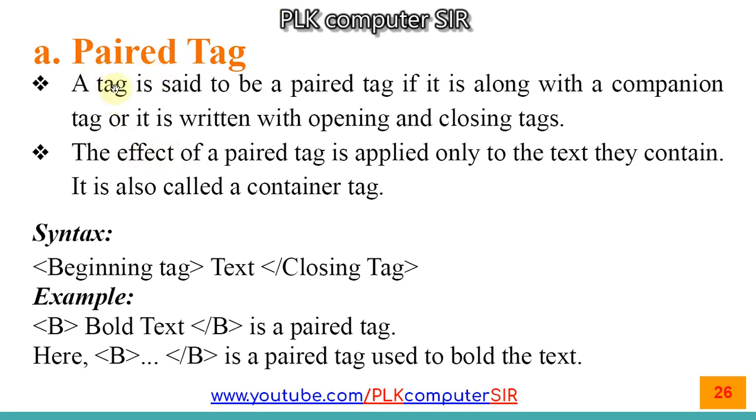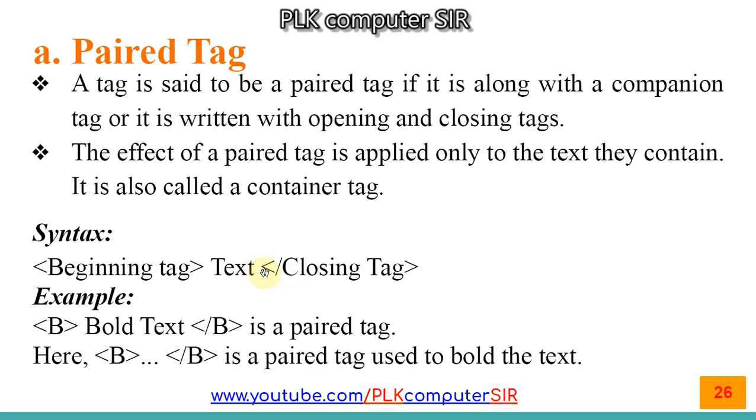Now number A, pair tag. A tag is said to be a pair tag if it comes along with a companion tag, or it is written with an opening and closing tag. So both opening as well as closing will be there. The effect of a pair tag is applied only to the text they contain. It is also called a container tag. What will be the syntax of a pair tag? The beginning tag, or opening tag, then the matter to which we have to give the effect, and after that we have to use the closing tag.